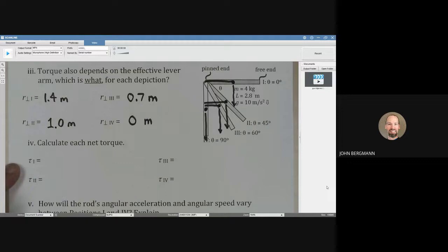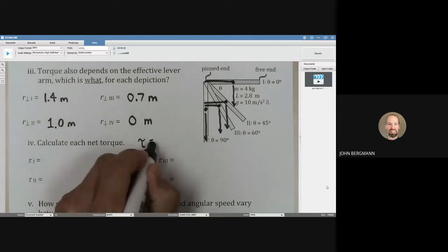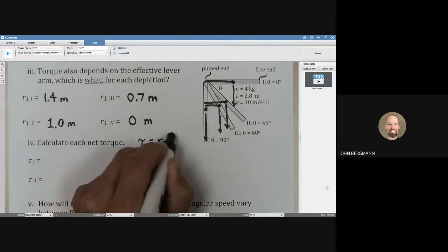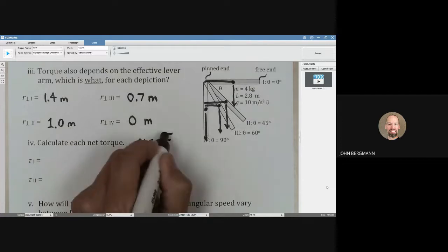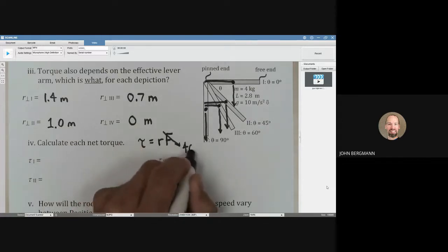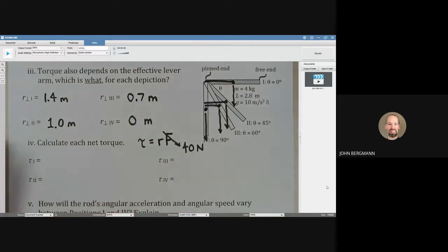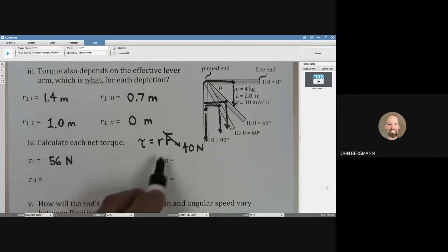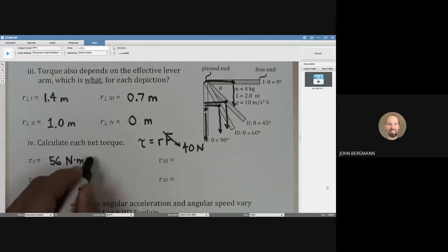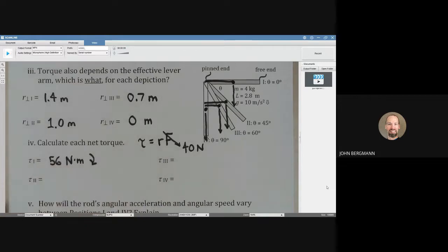So what's the net torque? Torque in general is lever arm multiplied by the force. In this case, the force of gravity, we decided just a little bit ago, was 40 newtons. So we're going to take each lever arm times 40. So 1.4 times 40 is 56. And what would the unit be? Newton meters. And it has a direction, and it's that way.